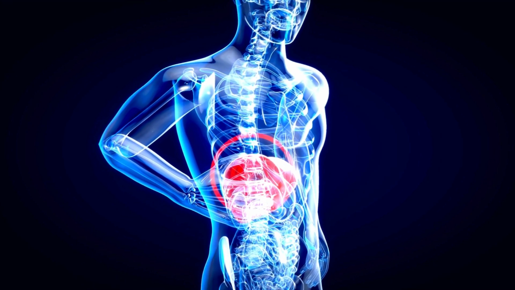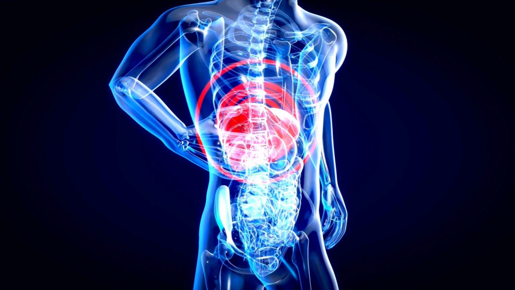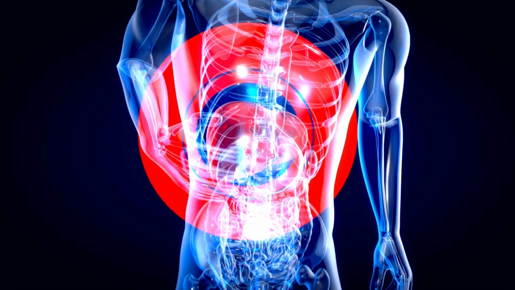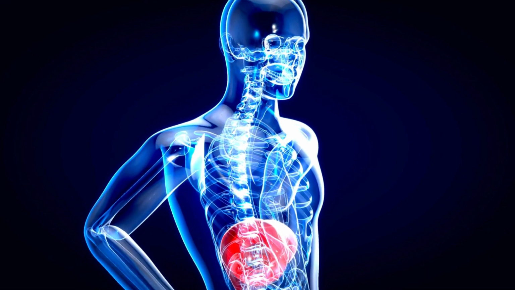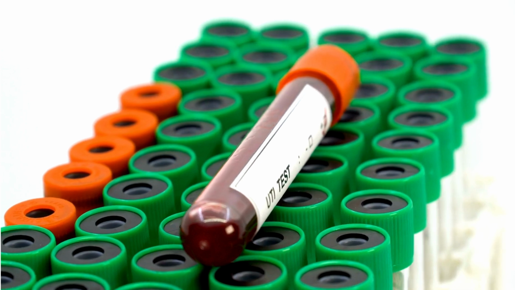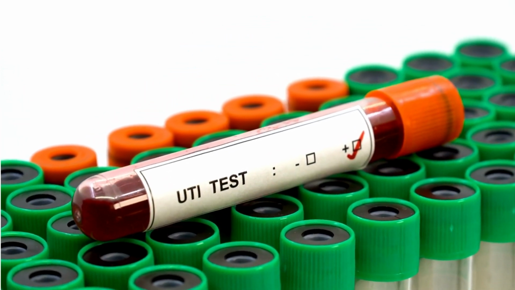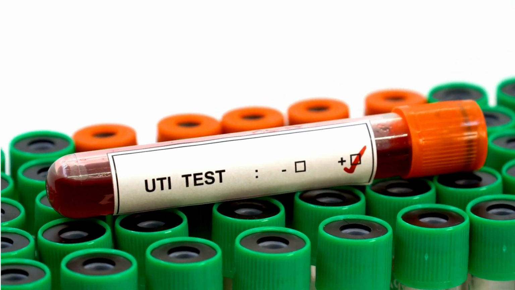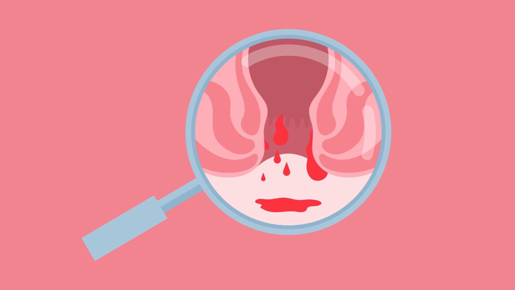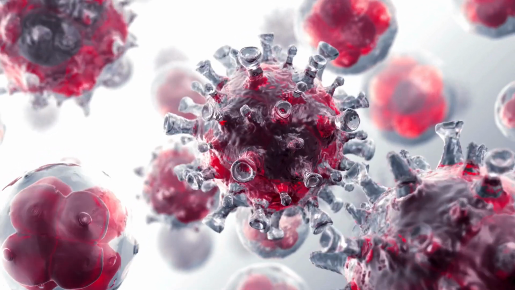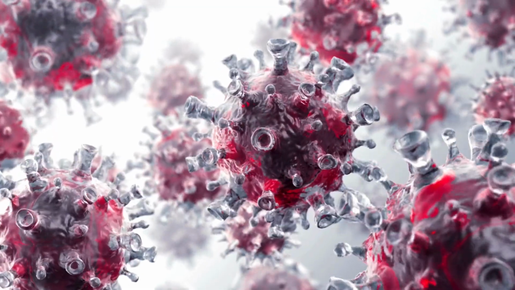Bilirubin; elevated bilirubin levels may suggest liver problems. Urobilinogen, a breakdown product of bilirubin; abnormal levels can indicate liver dysfunction. Nitrite; the presence of nitrite often indicates a bacterial urinary tract infection, which is UTI. Red blood cells can indicate bleeding in the urinary tract. And leukocytes, which are white blood cells; an elevated white blood cell count may indicate infection.